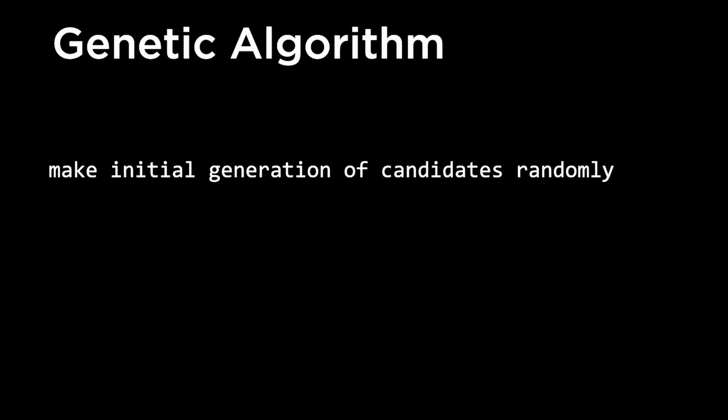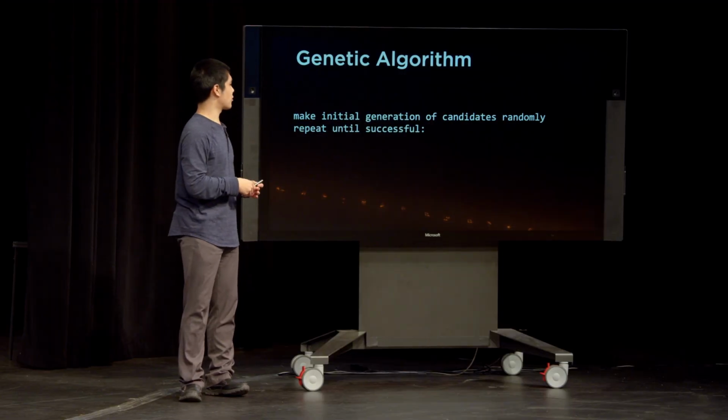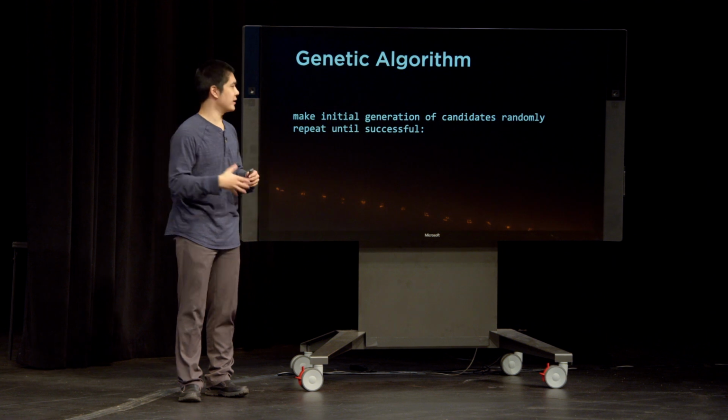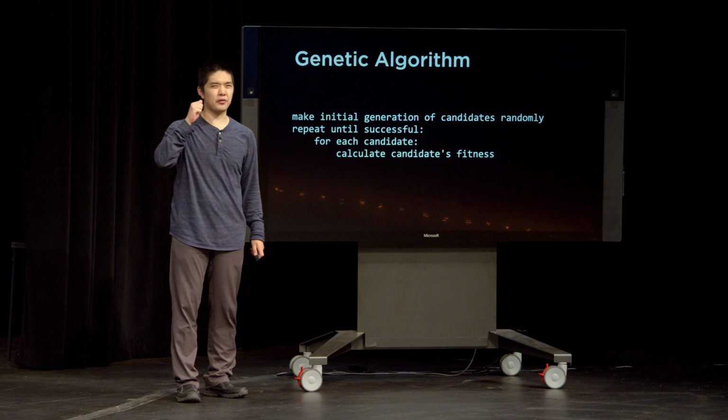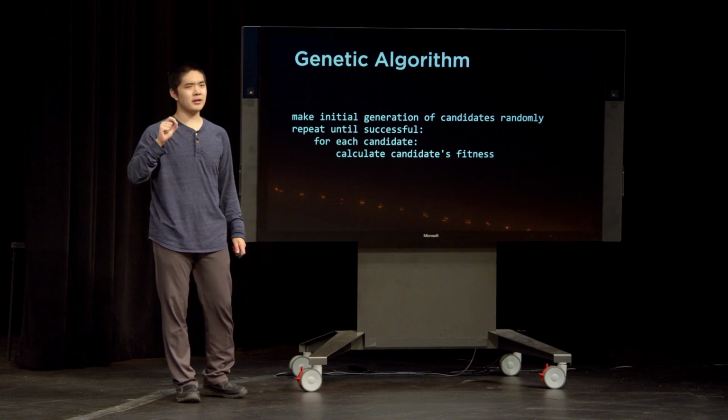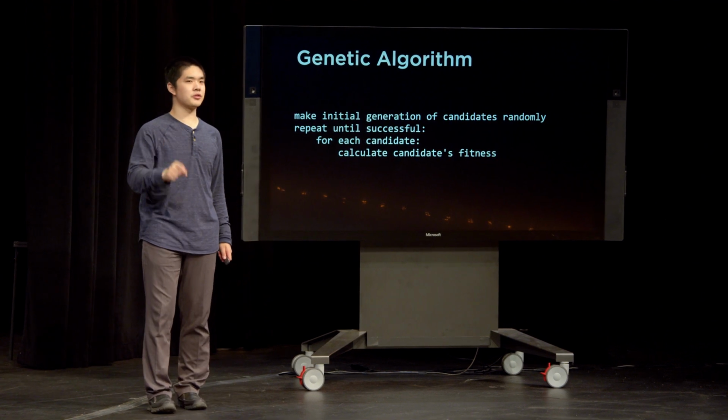We're going to start by making an initial generation of candidates randomly, where each candidate is some program designed to try and solve some task. But rather than program it intelligently the way you've been doing all semester, we're just going to program them randomly, to just make random choices. And we're going to repeat this process until eventually they're successful. For each one of these candidates, we calculate its fitness, how good is it at performing the task that it's designed to do.